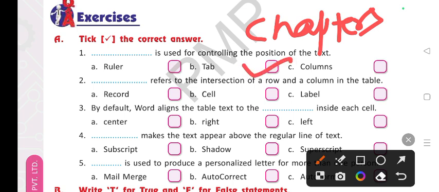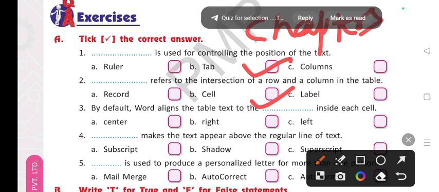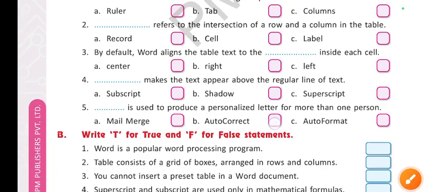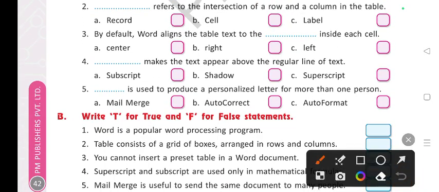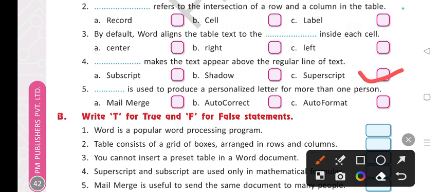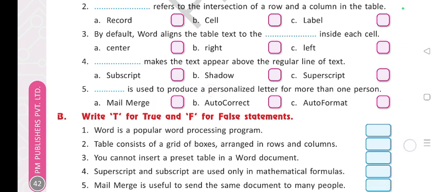Dash refers to the intersection of a row and a column in the table, that is cell. By default, Word aligns the table text to dash inside each cell, so the correct option is left. Fourth is dash makes the text appear above the regular line of text, so option C is correct. Okay, superscript. Dash is used to produce a personalized letter for more than one person. This is mail merge.